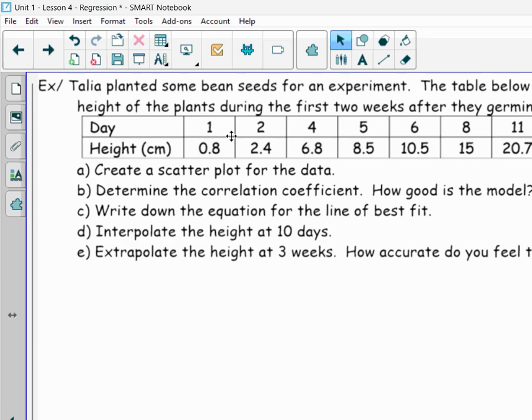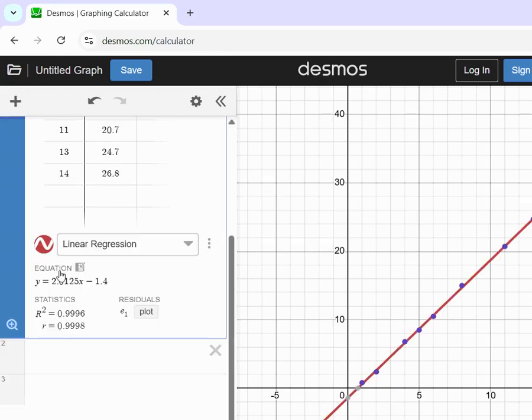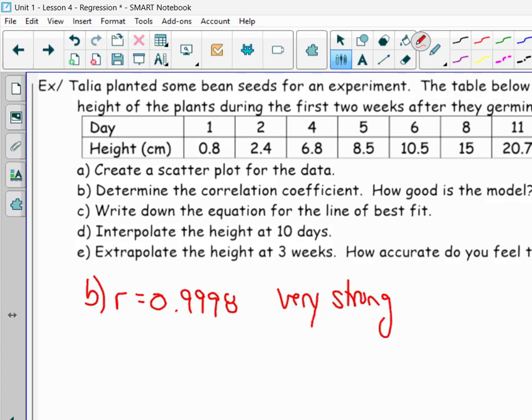Create a scatter plot. Done. Determine the correlation coefficient. Okay, that's our R value. Scroll down. If we look at it, we get an R of 0.9998. As I said, it looked almost perfect, and almost a perfectly straight line there. How good is the fit? Very strong. Almost perfect. Positive correlation.